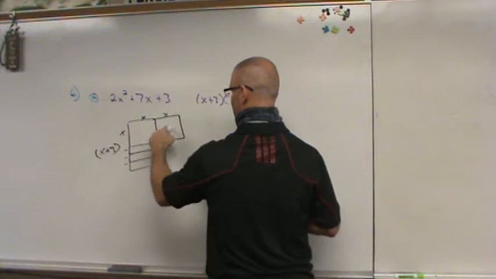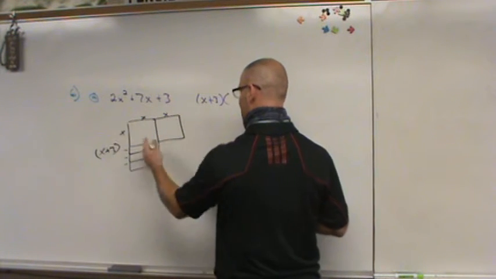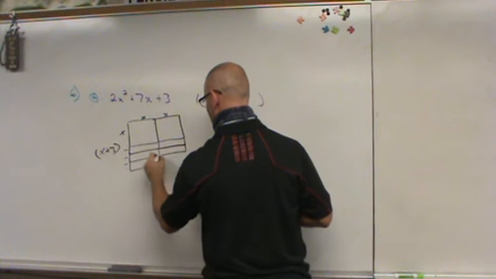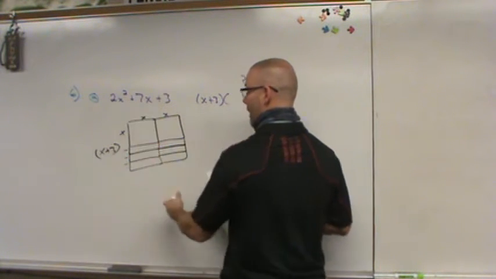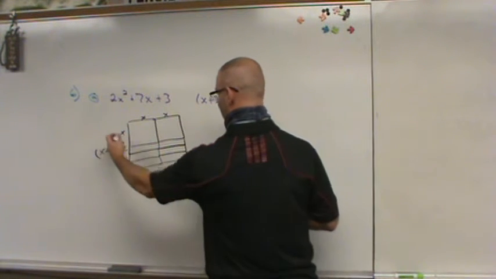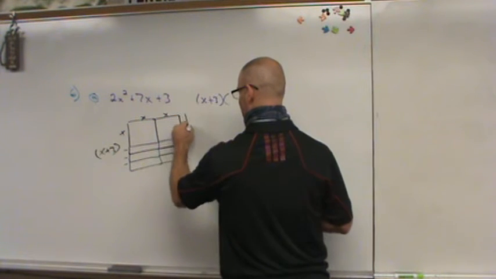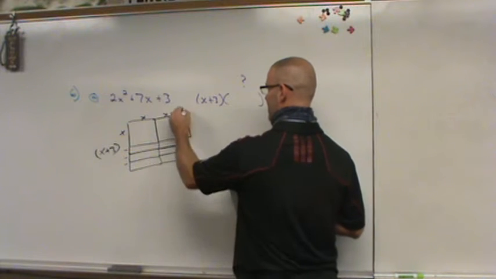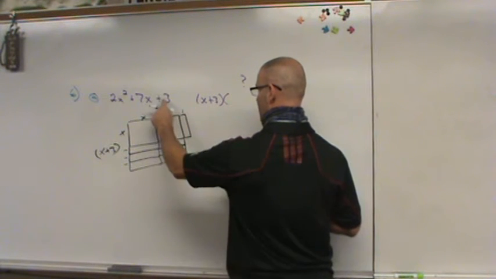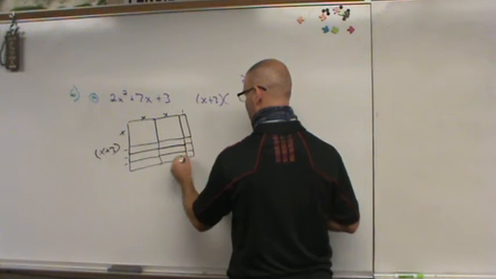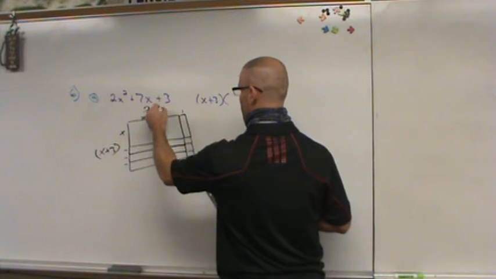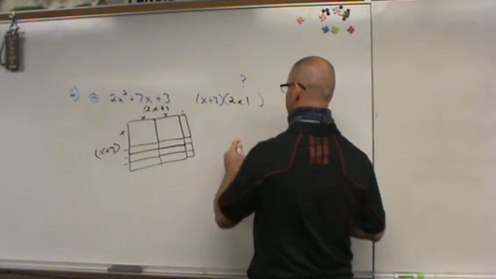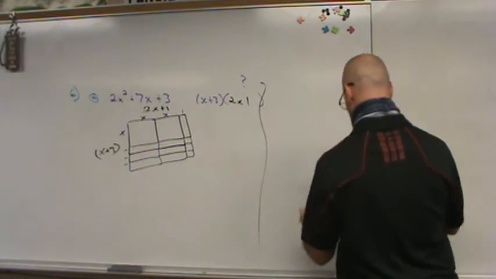So there's my 2x's right there. I have to keep my model a rectangle, so I have to fill this in. That gives me 6 total x's. But I need 7. Well, if I can't add to this side, I add my 1x to this side. And my 3 single unit squares come by filling in and making my rectangle complete. So 2x plus 1, that's the other side. Okay? We can do this again.